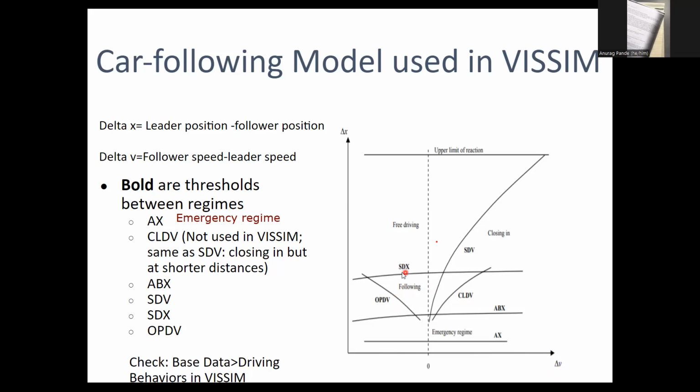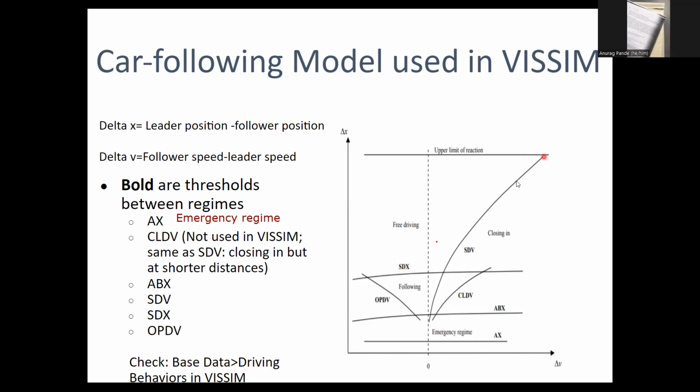And then this SDX defines a distance threshold. Some of these thresholds, for example ABX and AX, are constant values. These are horizontal lines. What does that mean? These thresholds are characterized by how far apart the leader and follower are. And the same thing with SDX. They are horizontal thresholds: how close the two vehicles are.